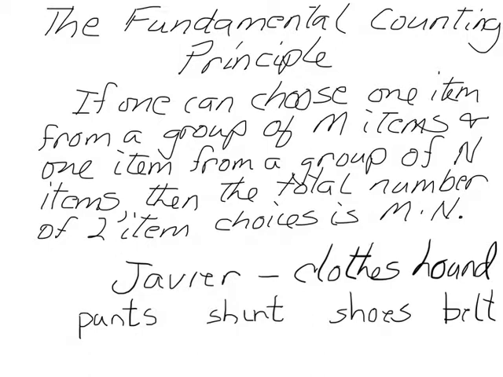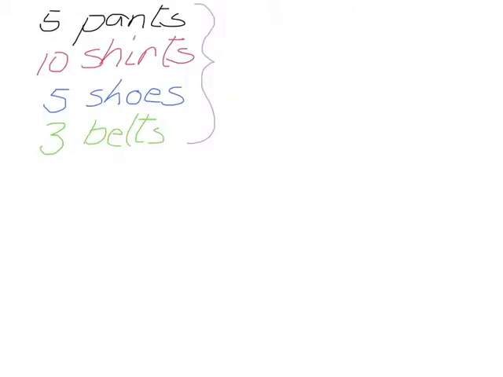And then Javier will be a well-dressed young man. So I'm going to flip the screen here, and I'll show you how the fundamental counting principle applies to that. So now we're at Javier's closet, and we see not only does he want to wear pants, shirts, shoes, and belts, but that Javier has 5 pairs of pants, 10 different types of shirts, 5 pairs of shoes, and 3 different belts. And the question is, how many outfits can Javier make?